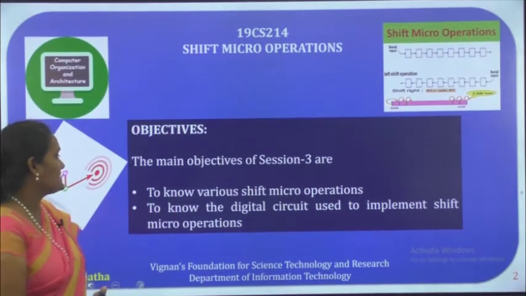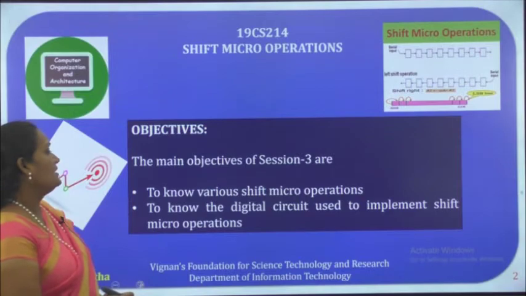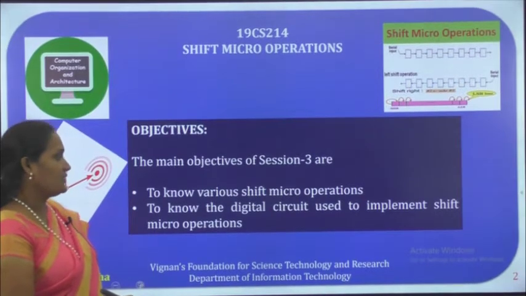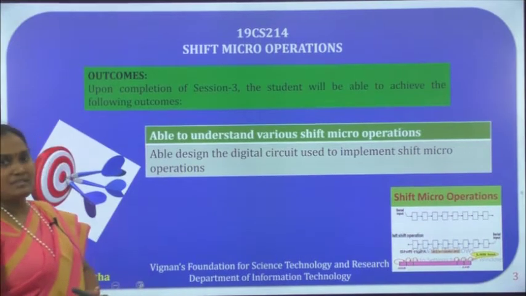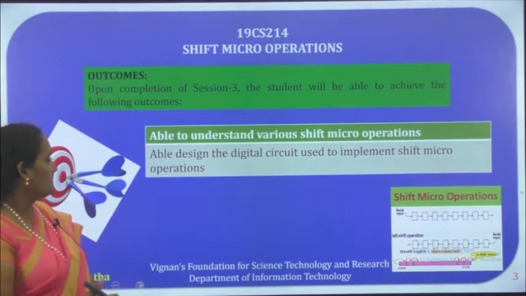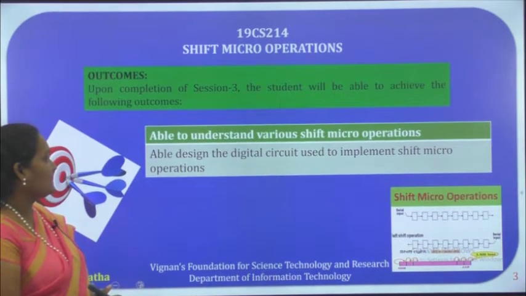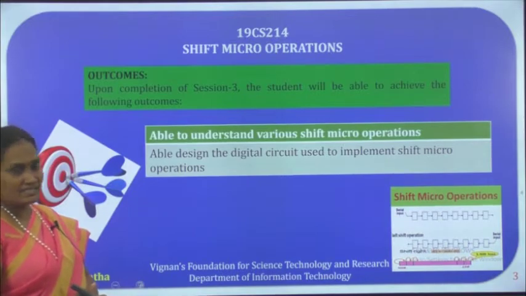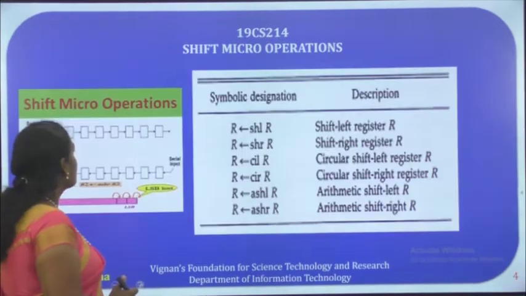The main objectives of this session are to know various shift micro operations, and to know the digital circuit used to implement shift micro operations. The main outcomes of this session are that, by following this session, the student will be able to understand various shift micro operations and design the digital circuit used to implement them.